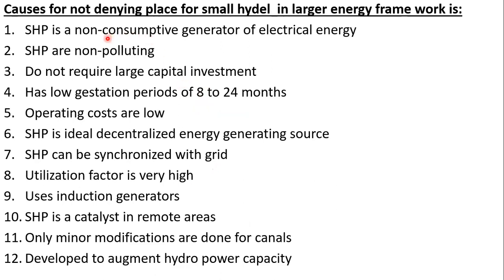First one is small or mini hydropower, abbreviated as small hydropower, SHP. So this is non-consumptive. It is a generator of electricity utilizing a renewable source, which is continually available through the hydrological cycle of the environment.